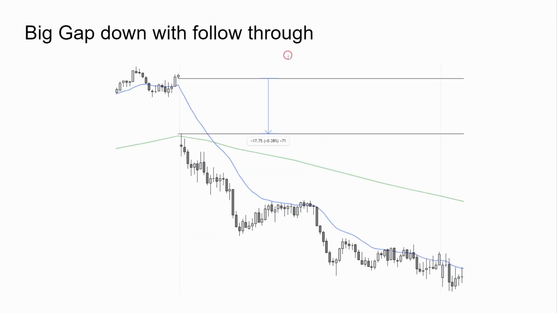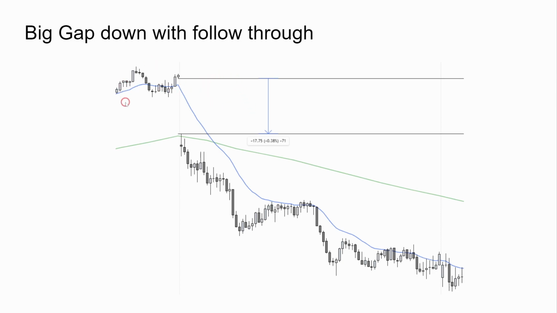Big gap down with follow through. So now this is the bearish trend. Here we have a 17-point gap down that's breaking through two EMAs with follow through. One thing I wanted to point out is the previous gap up was 38 points, and this is 17, and I used the word big gap in both of them. Big gap is relative to where the market's at.